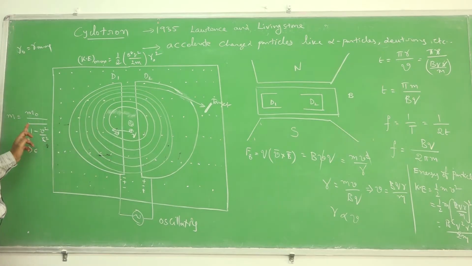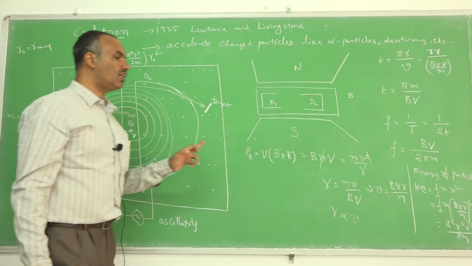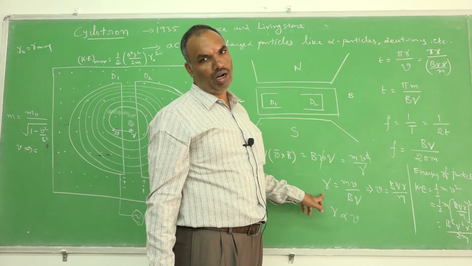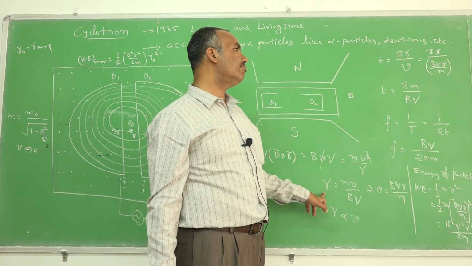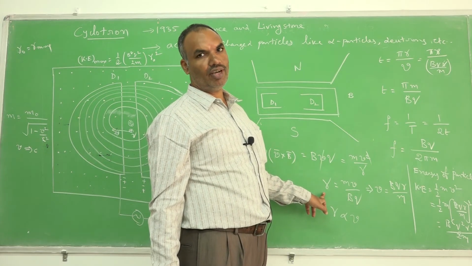So this relativistic mass, as velocity increases, the denominator value is going to decrease, and the mass of the particle is going to increase. When the mass of the particle is increasing, again the radius of the path is going to alter. Once the radius changes, the time taken for sustained rotation also changes. It's very difficult to accelerate the particle.